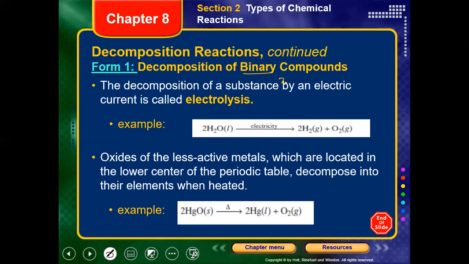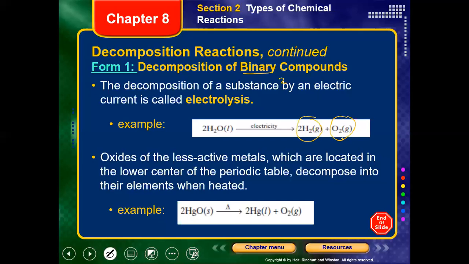Water decomposes into hydrogen gas and oxygen gas by using electricity. If you have a sample of water and you pass an electric current through it, you will get hydrogen gas and oxygen gas. The second example is mercury oxide: using heat, you will get mercury and oxygen gas. Be careful when you write the chemical formula of oxygen gas. As you can see, it's O2 and hydrogen gas is H2.